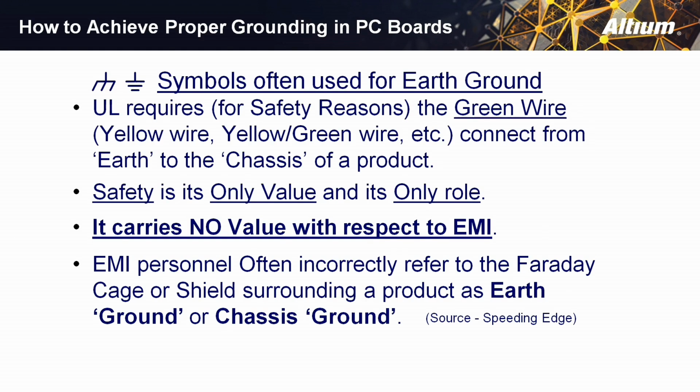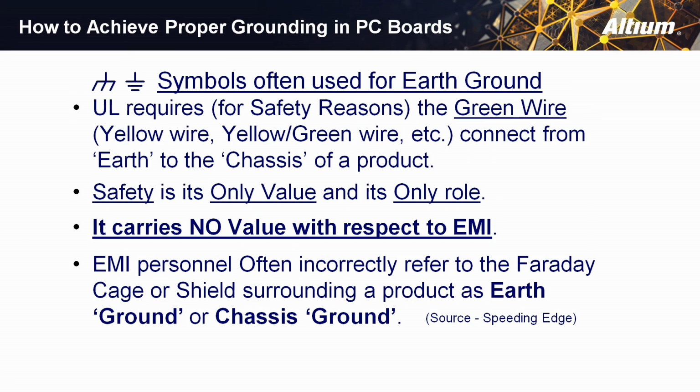A lot of EMI personnel I've heard over the years talk about the chassis as if it's a ground. In fact, the chassis is simply a Faraday cage. The purpose of the chassis is to contain fields and keep them in the box, and keep fields outside the box from getting in, so that we won't suffer from interference problems.